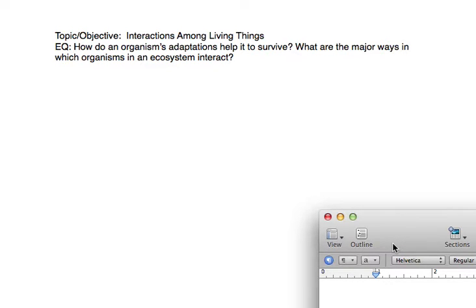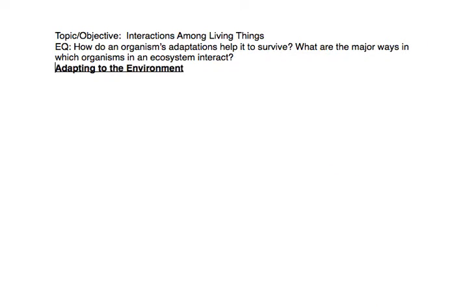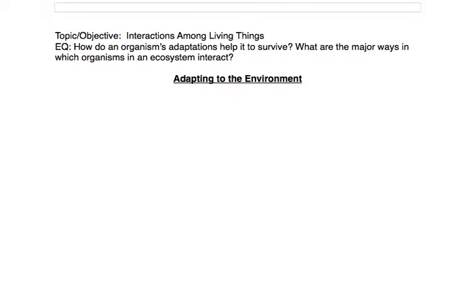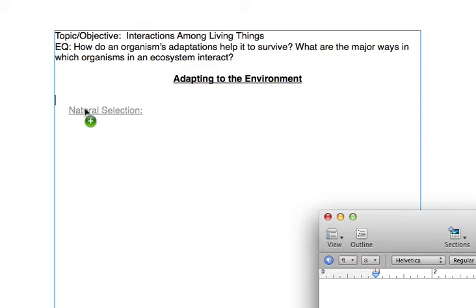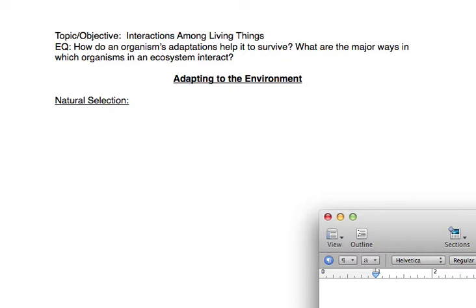Now down into the notes section, I'm going to start with a heading first. The first heading we're going to look at is adapting to the environment. We're going to start first with the definition for natural selection. Perhaps you've heard about what natural selection is. Maybe you've heard of it in relation to evolution.